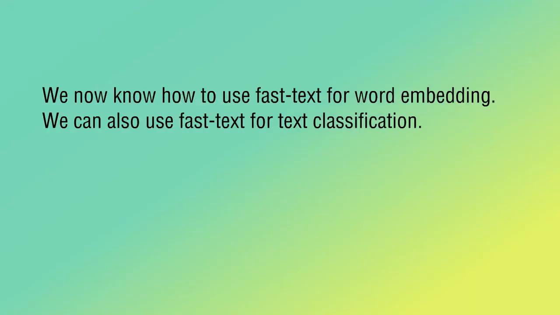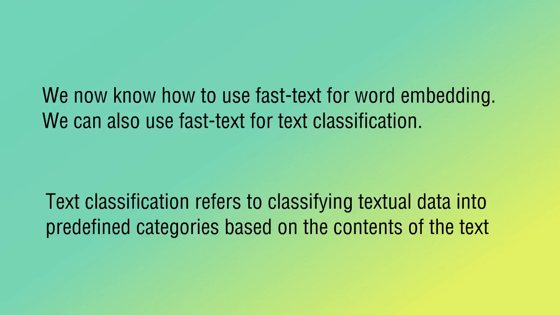We now know how to use fastText for word embedding. We can also use fastText for text classification. Text classification refers to classifying textual data into predefined categories based on the contents of the text.